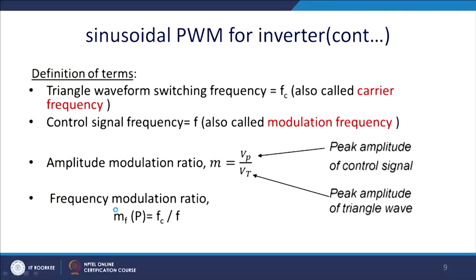Now, these are a few basics of PWM. We refer to the triangular wave frequency, or the carrier frequency, as Fc, and in the same way the control frequency will be referred to as F. The amplitude modulation is the ratio of the peak amplitude of the control signal Vp and the peak amplitude of the triangular signal Vt. In the same way there is another term, the frequency modulation MF, given by the ratio Fc by F, where Fc is the carrier or triangular wave frequency and F is the control signal's frequency.